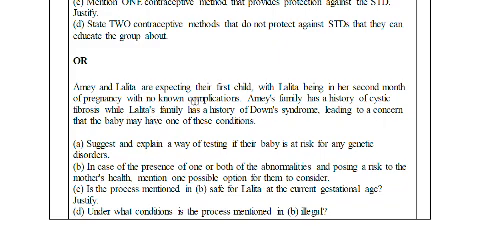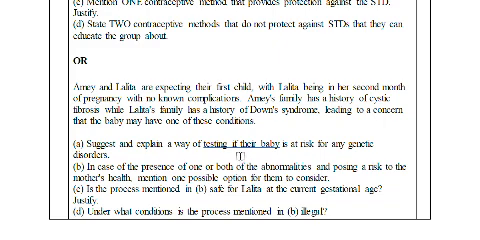Amy and Lalita are expecting their first child, and Lalita is in her second month of pregnancy with no known complications. Amy's family has a history of cystic fibrosis, while Lalita's family has a history of Down syndrome, leading to a concern that the baby may have one of these conditions. Suggest and explain a way of testing if their baby is at risk.